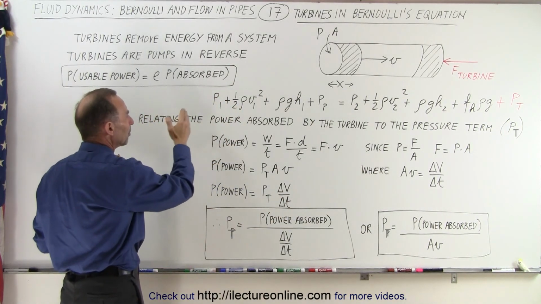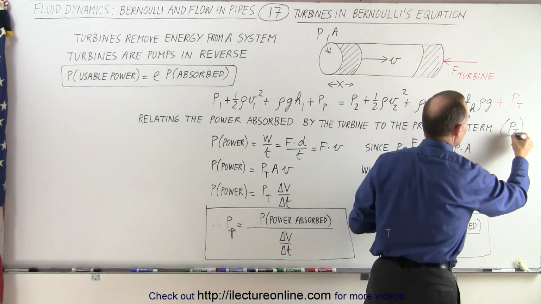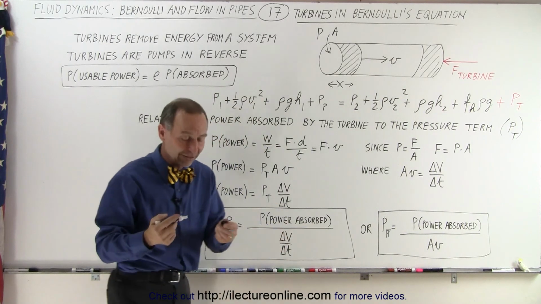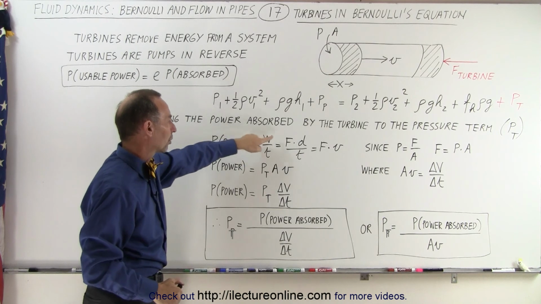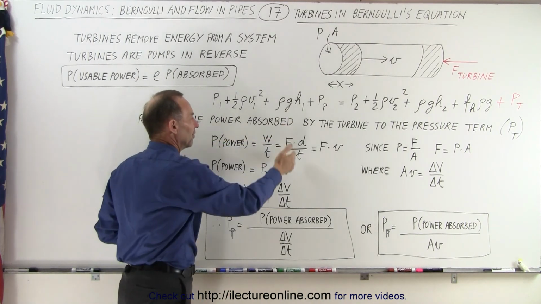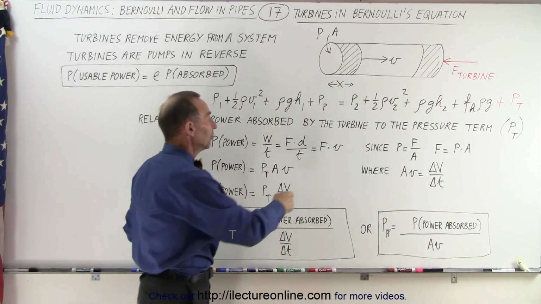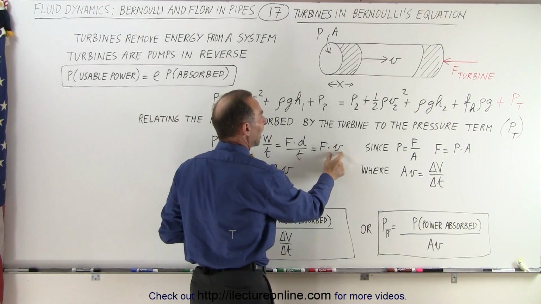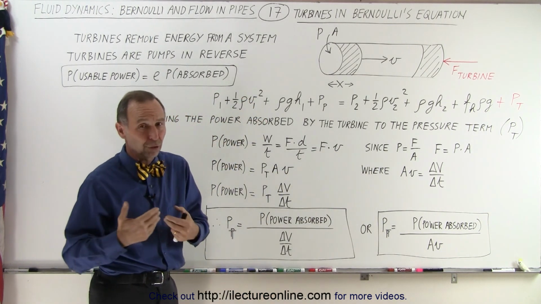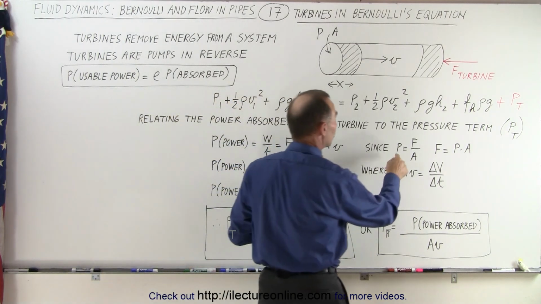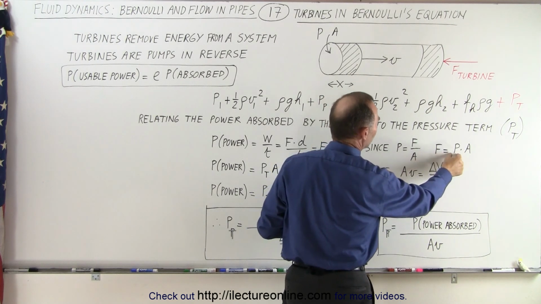So now we're going to relate the power absorbed by the turbine to the pressure term P sub T. How do we do that? Exactly the same way. We start with the definition of power, which is work over time. Work is force times distance, and distance divided by time is velocity. So essentially, the power absorbed by the turbine is equal to the force applied by the turbine times the velocity of the fluid. But of course, we don't want it in terms of the force, we want it in terms of the pressure. So now we're going to relate pressure to force, knowing that pressure is force divided by area, or force is pressure times area.